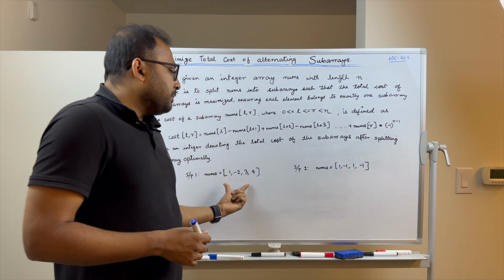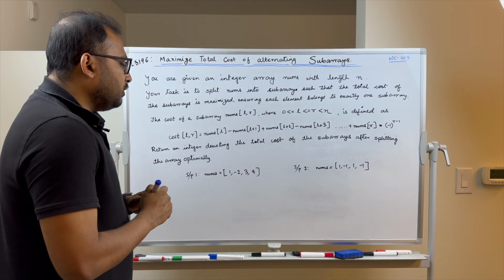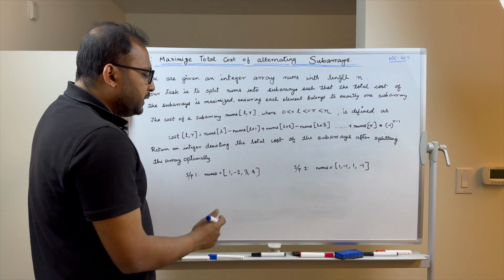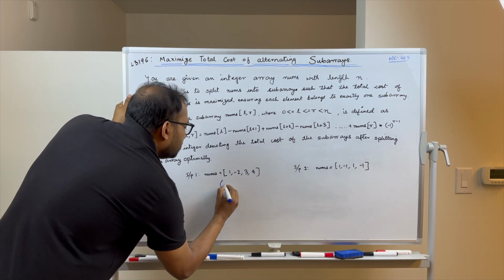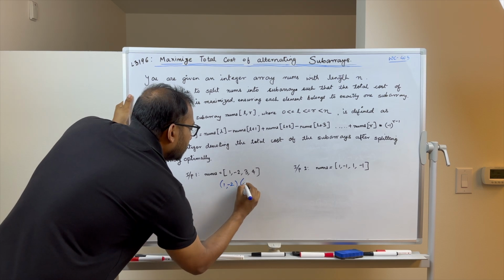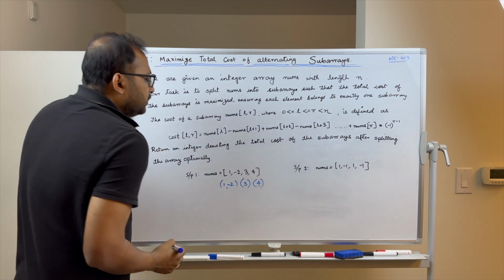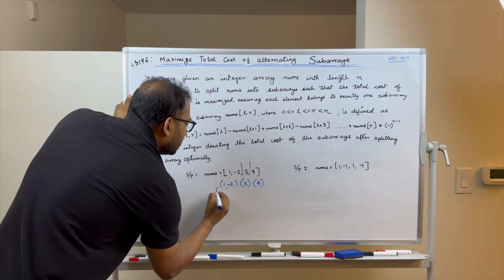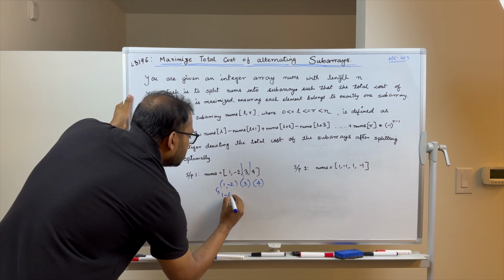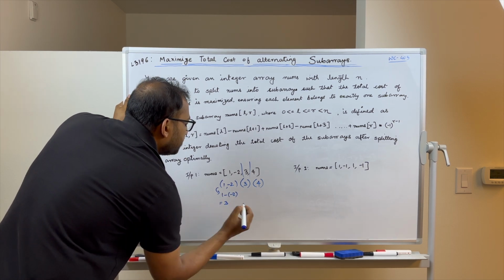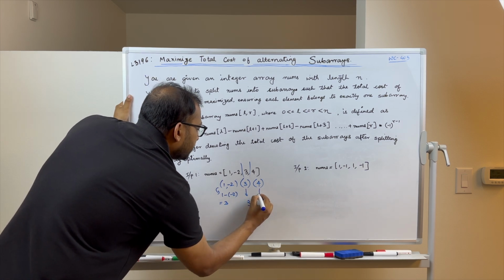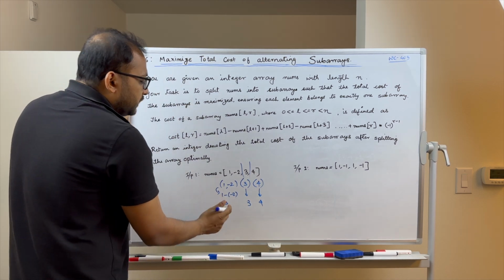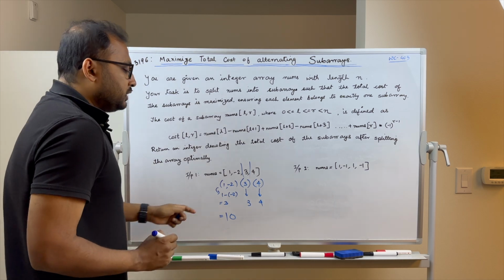So these are the two sample inputs given in the problem statement. Let's see how we solve them. The first input is 1, -2, 3, 4. Let's split it into 1, -2, and the next subarray is just 3, and the next subarray is 4. So we do two splits. These are the possible subarrays. The cost of the first subarray is 1 minus (-2), which is 3. The cost of the next subarray is 3 itself and the cost of the last subarray is 4 itself. So the total cost is 3 plus 3 plus 4, which is 10. This is the answer for this particular input.